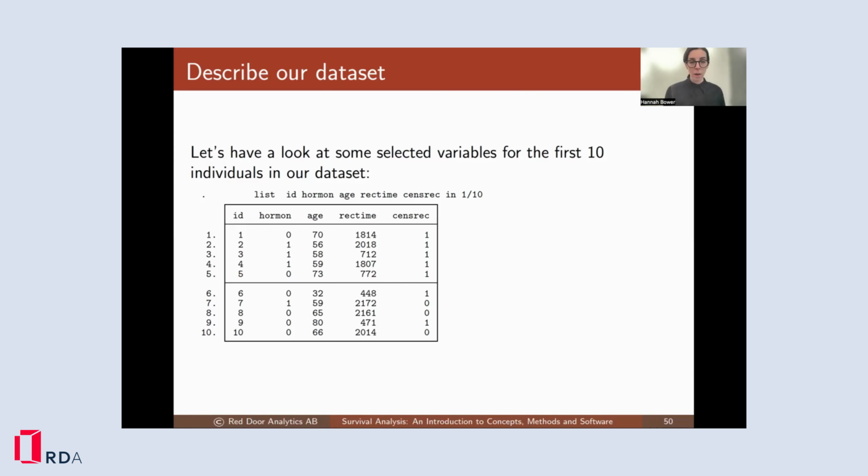If we instead take observation number 7 down here, we see that this patient received hormonal therapy. They entered the study at breast cancer diagnosis at age 59, and we followed them for 2,172 days, at which point they had a censrec value of 0, meaning that they were censored at this time point. We did not observe in those days a death or recurrence of breast cancer.